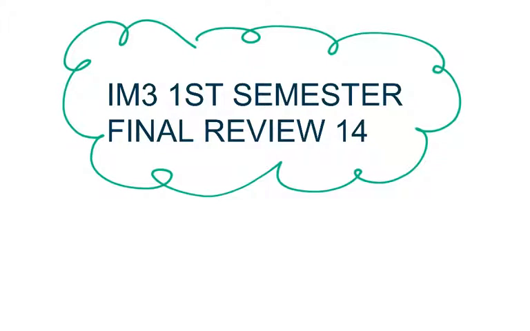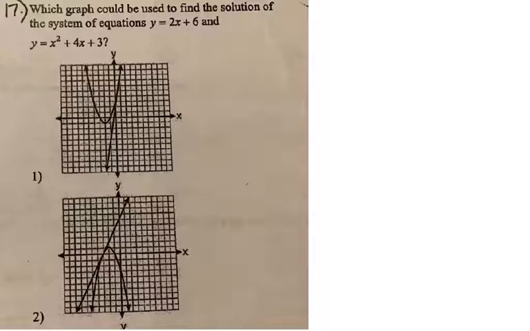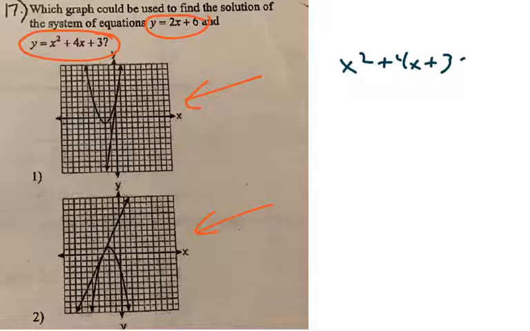Okay, everyone, let's finish up this series of review videos for IM3 first semester. On this one, you will notice the graph is already done, and here you're given the system up here. Now you have two good choices. You could make a table for each one of these just to make sure they're graphed okay, or you could simply and efficiently solve it algebraically and see which graph matches your answer. So let's go ahead and do it algebraically.